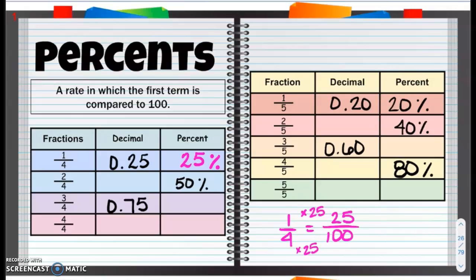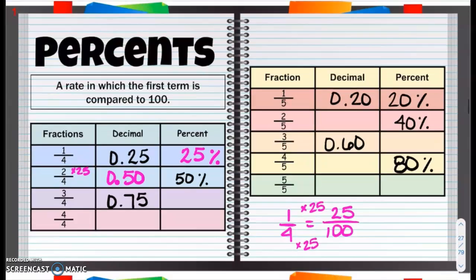Now, 2/4 is just half of it. So we're going to multiply the numerator by 25. So 2 times 25 is 50. So we're going to have 0 and 50 hundredths and 50%. The next one, 3/4, we're going to multiply by 25. So we get 0.75 or 75 hundredths, and that will be 75%.